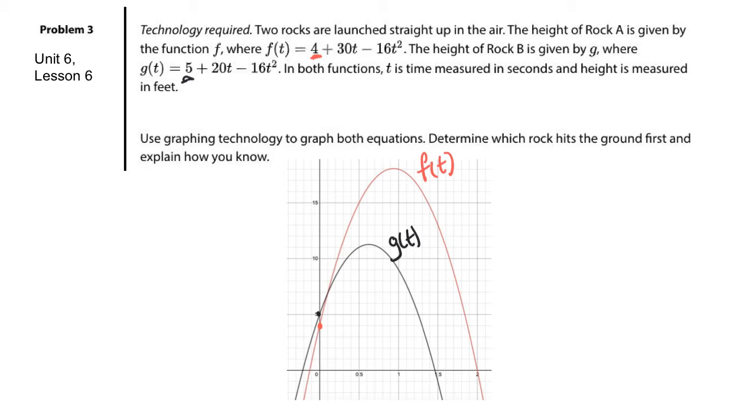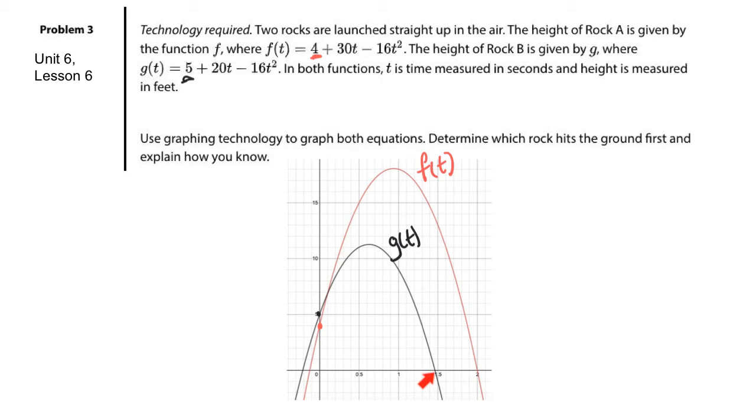Also, something that's kind of interesting is that you can see f of t goes higher in the graph, and that makes sense because this part of your function tells you the starting velocity, or basically how fast it was shot upward. And this one was shot upward with more velocity than g of t, and so it makes sense that it went higher. But what we're trying to figure out is which rock hits the ground first, and g of t is the one that hits the ground first.